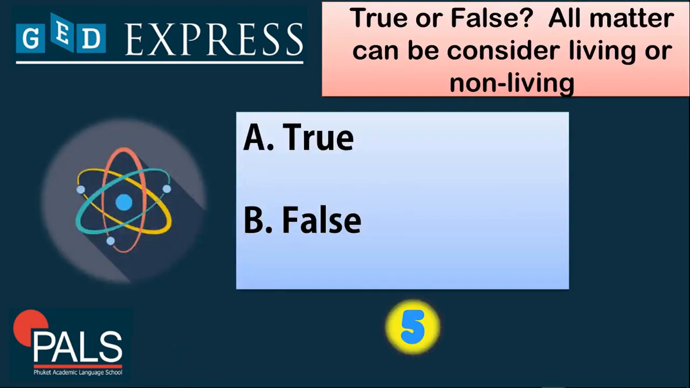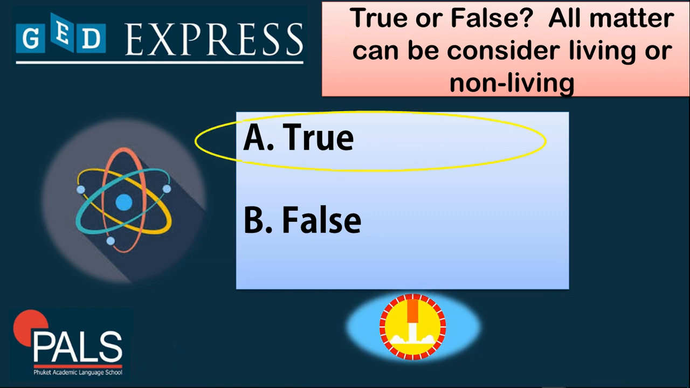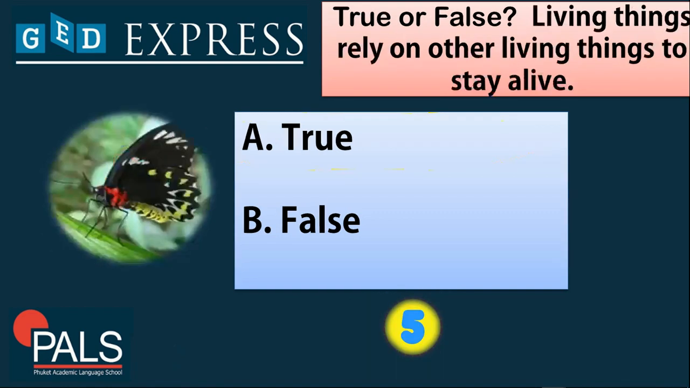Now, since you already know the different characteristics of living things, let's try this. You just need to answer the questions from each slide. And we have the first question, a true or false question. All matter can be considered living or non-living. Is it true or false? The answer is, you're right. The answer is true.